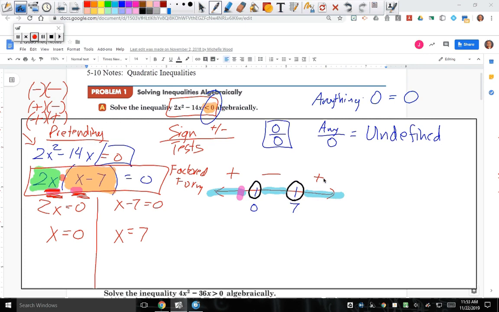And the reason why I did this is because at the very, very beginning, it looks difficult. But if you do it this way, you break it down much, much easier. All you've been looking for is when it's negative. That's it. Less than 0 means negative. Okay? So negative here is going to be between 0 and 7.